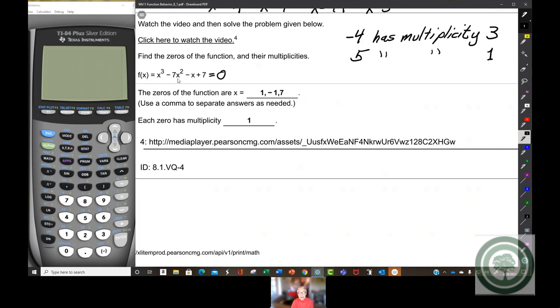So what we're going to do is set 0 equals x to the third minus 7x squared minus x plus 7, because we want the values of x that will cause this to be 0. That's why we set it equal to 0. And you've been solving these for a while now. We're going to use grouping.